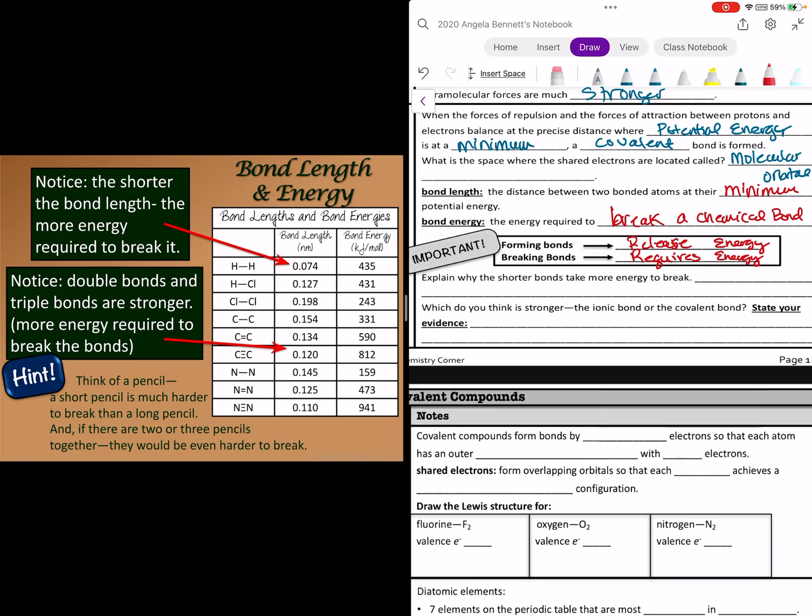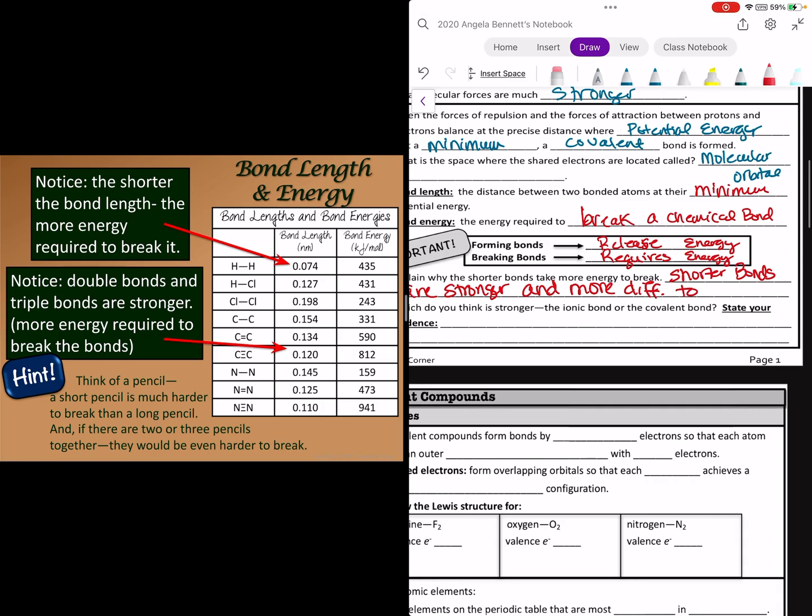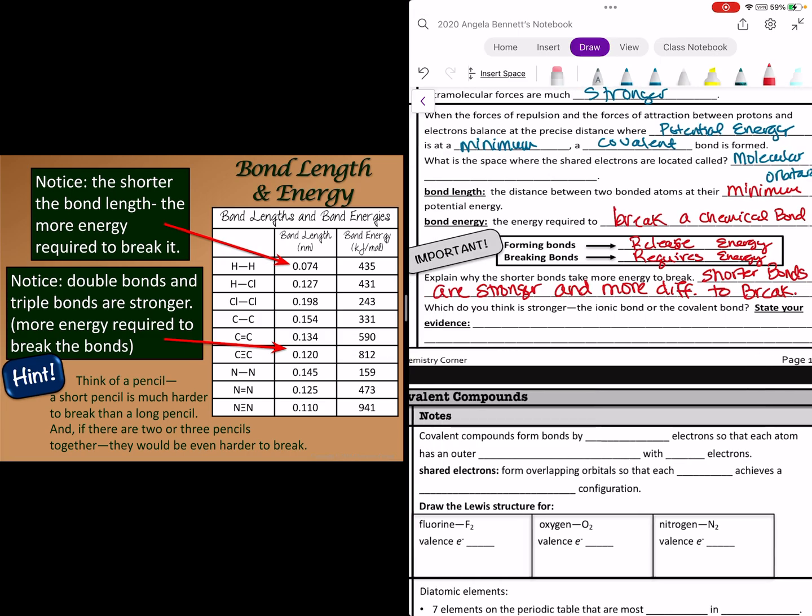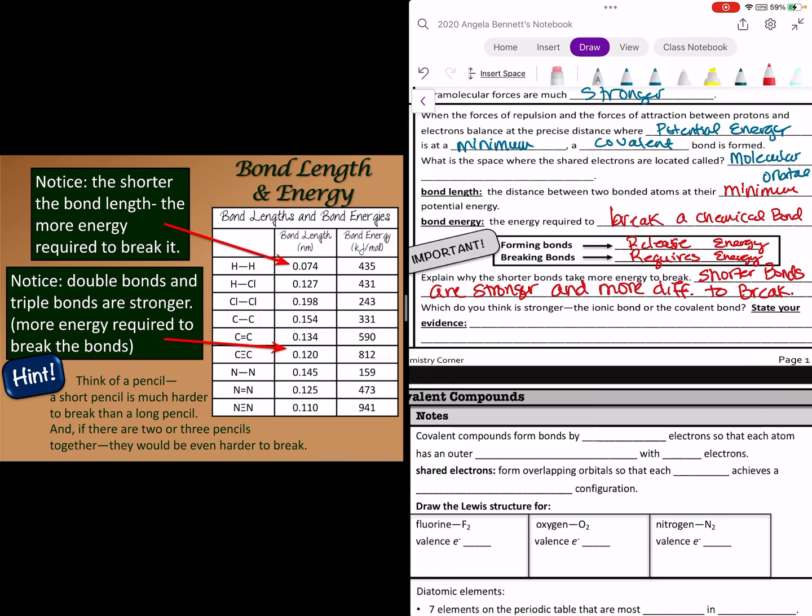So if you think about this, shorter bonds are stronger and more difficult to break. We're going to demonstrate this in class when we get back in class. But for now, just hang on to that.